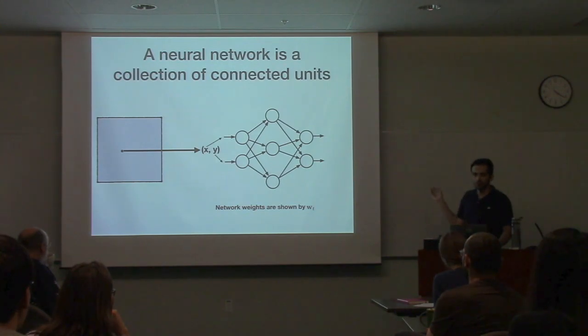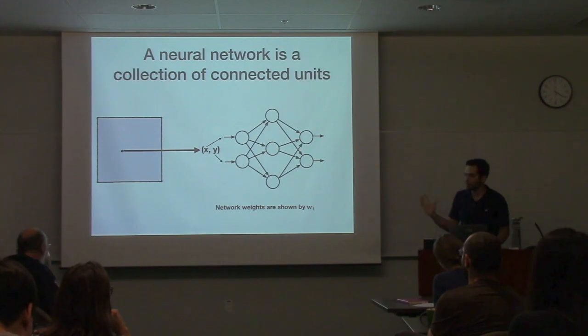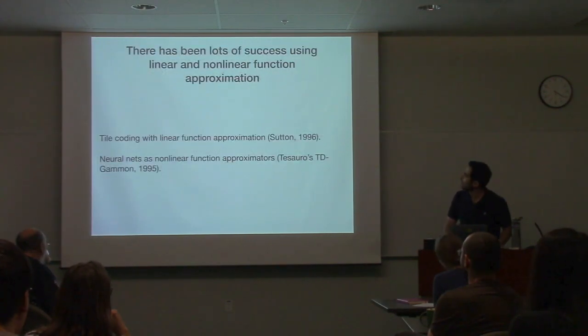It can produce a feature representation. It can approximate a function or other things. And that's as much as I'm going to talk about neural networks.